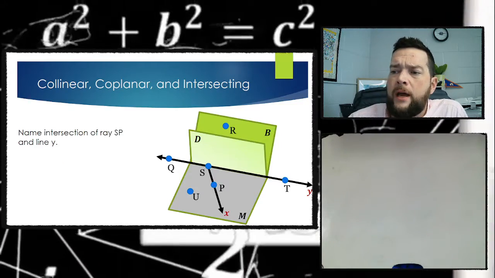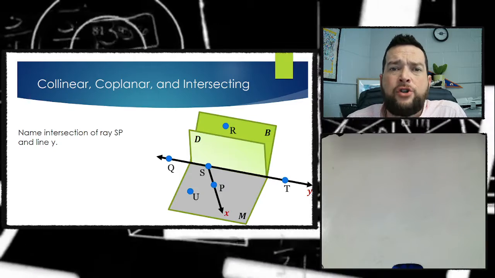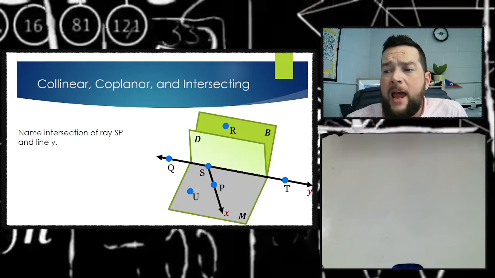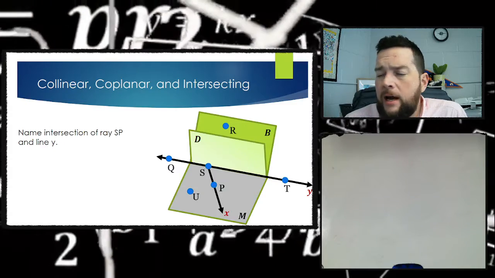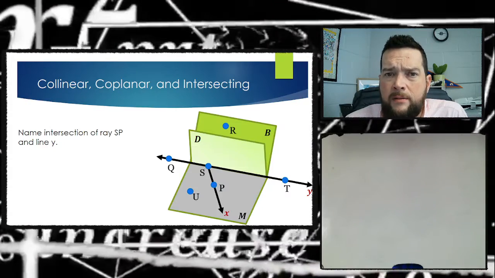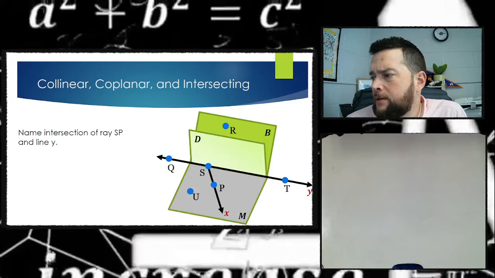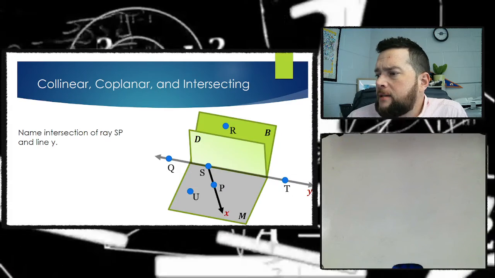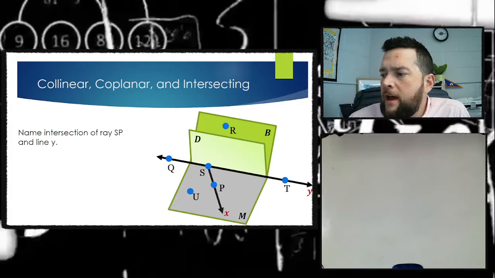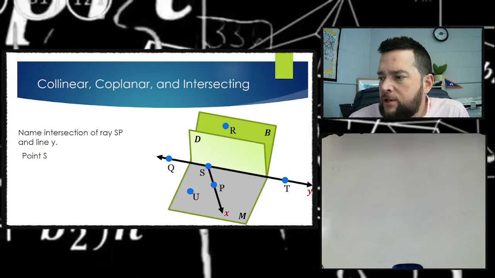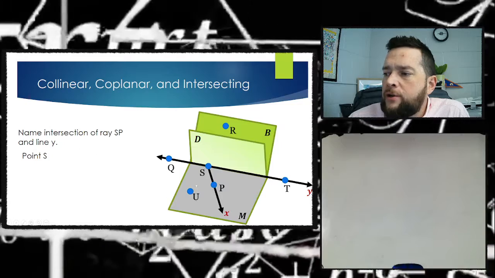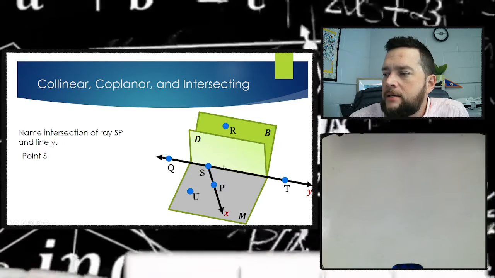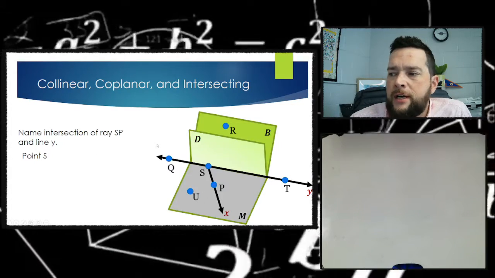Now I want you to tell me the name of the intersection of ray SP and line Y. Pause the video, try to sort through it yourself, and come back to get the right answer. Well, line Y is this big line right here, and ray SP is the line that's starting at S and going through P. And you see that they both intersect at point S. And so that would be the intersection.